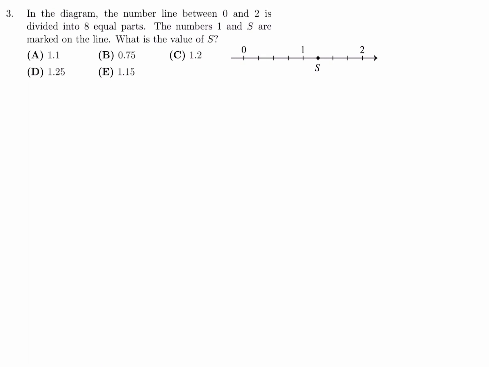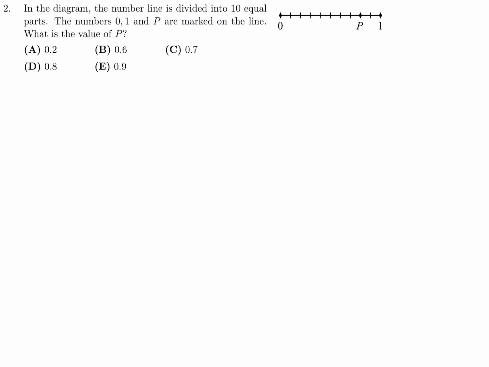In the diagram, the number line between 0 and 2 is divided into 8 equal parts. The numbers 1 and s are marked on the line. What is the value of s? 2 divided by 8 will give me the length of each of those segments, and that is 0.25, and that segment is like right there. So s is 1, 2, 3, 4, 5 of those segments. So s is essentially equal to 5 times 0.25, and that is 1.25. So number 3, the answer is D.